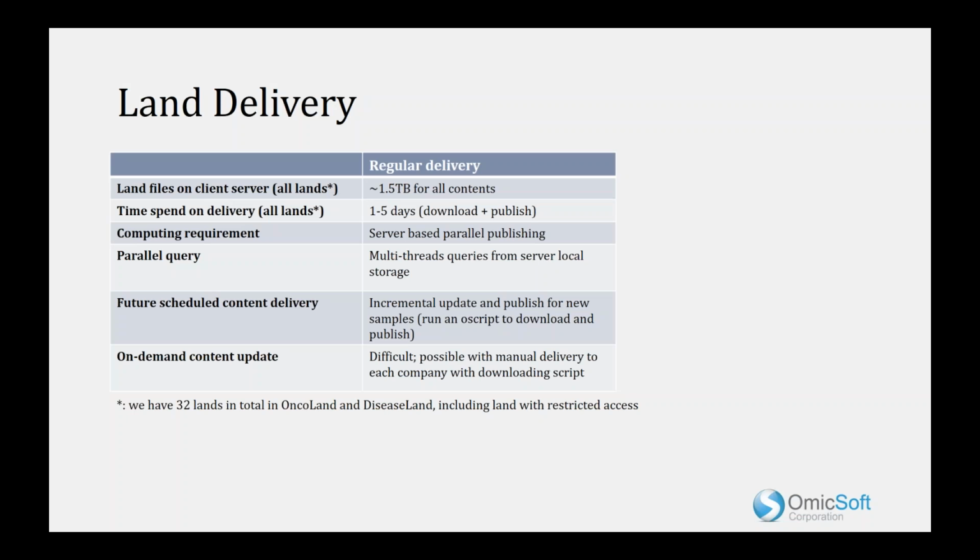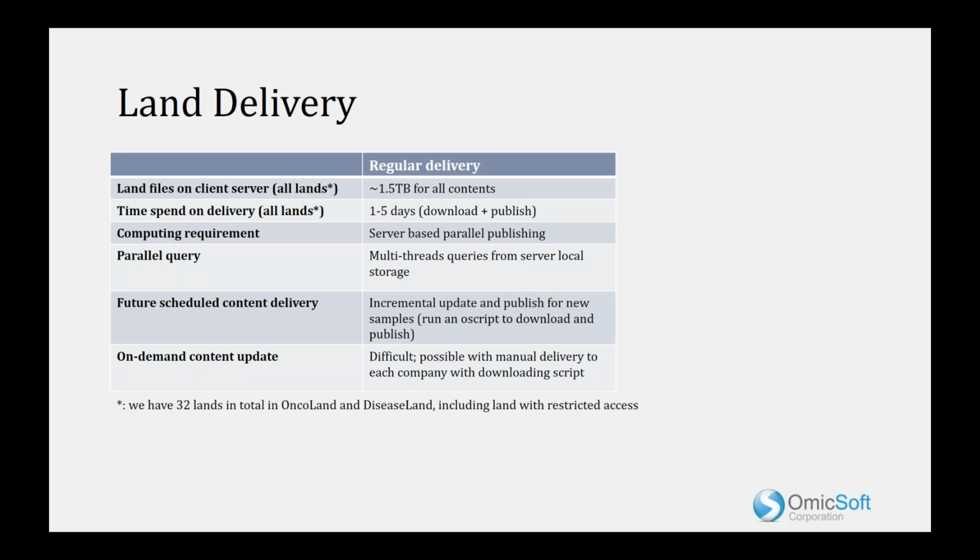In the past 3 years, we tried to be a central data hub, which means we bought a lot of hard drives, and downloaded and processed the data. For delivery, it seemed fine in the first year, but we have had more and more pressure on land delivery, especially the last release. We now have 32 lands in OncoLand and DiseaseLand. You may not have all 32 because some of the lands require strict access, like some from Genentech, small cell lung cancer, and a Compass land for multiple myeloma.